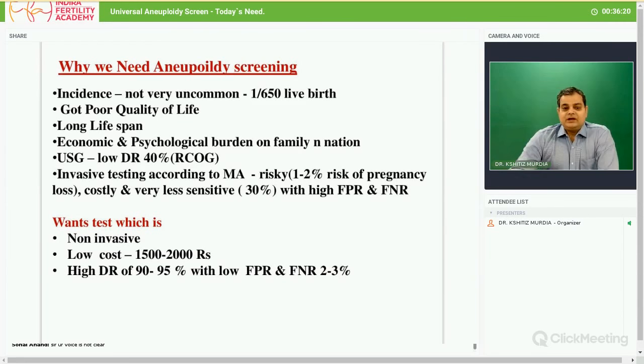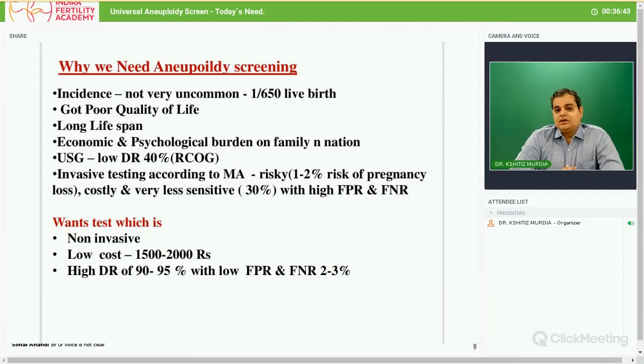So why do we need aneuploidy screening? Aneuploidy screening is needed because the incidence, as we have come across now, is not very uncommon. It is still around 1 in 650 live births, and even the younger age group women do contribute a big chunk of the trisomy 21.